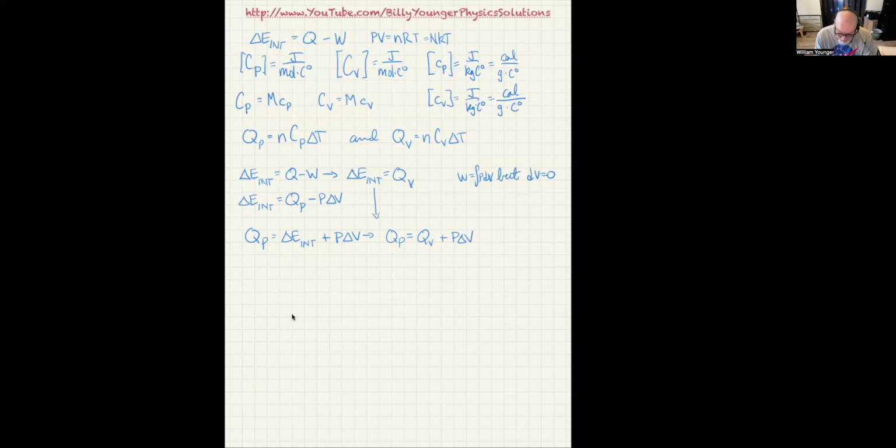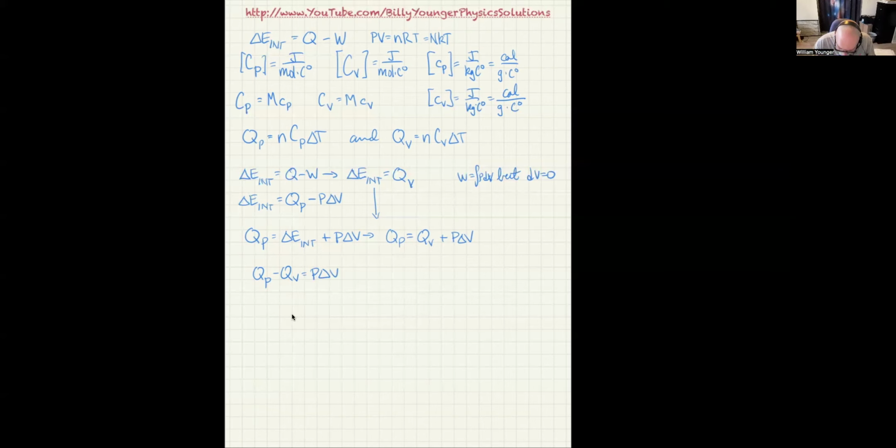Now, if I choose to solve for Q_P minus Q_V, because I know where this is going to go, then I can actually get a result that's starting to look helpful. So I'll consider what Q_P minus Q_V is. Q_P minus Q_V will actually become just P delta V.